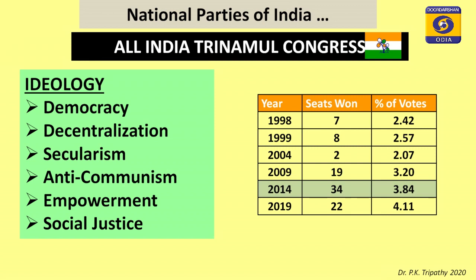In 2014 the Trinamool Congress got the highest number of seats, 34, and all of them came from West Bengal.